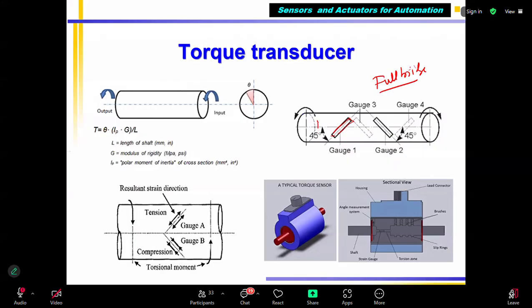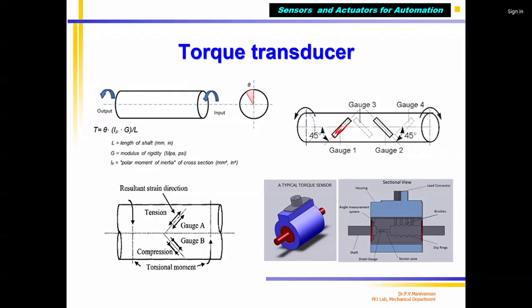Please note that you should not bond your strain gauge like this or like this. It will not measure properly. Twisting force will be at maximum at 45 degree. Correct. So that's why the strain gauge. This is my strain gauge. This is another strain gauge. This is another strain gauge.